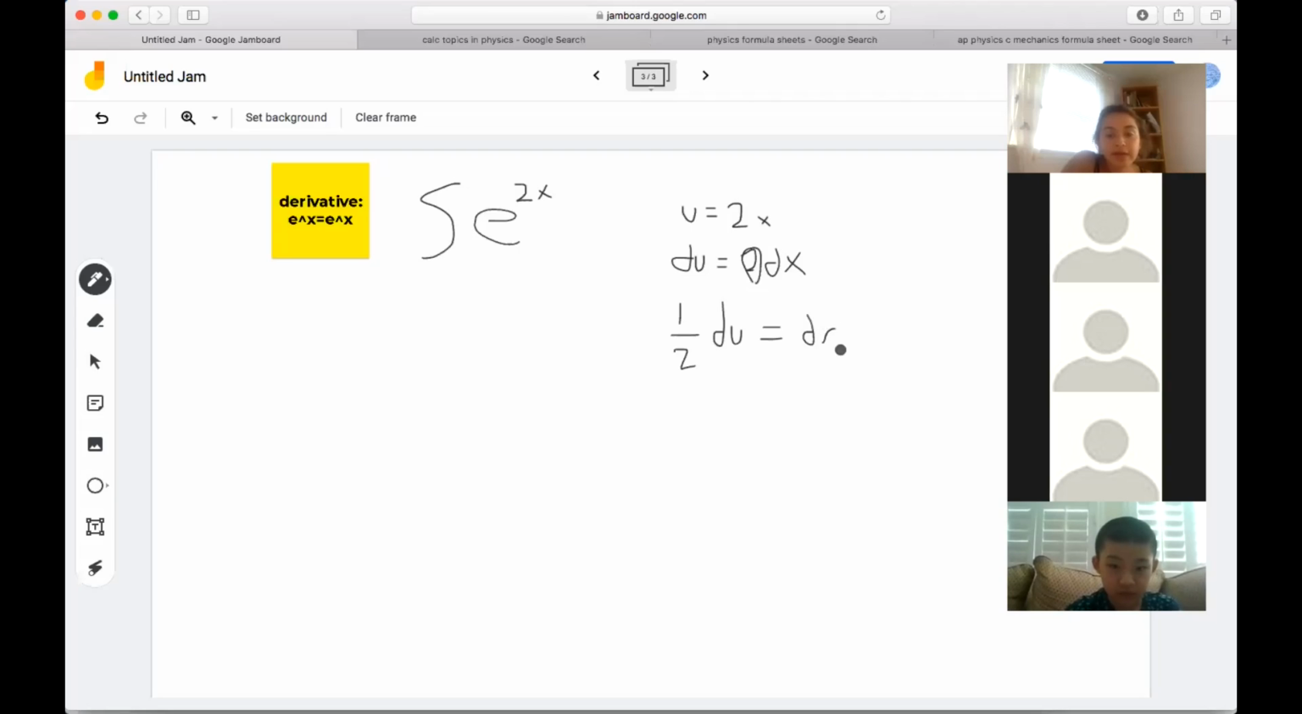So now we can rewrite it. We have the integral of 1/2 of, we can keep the e, it's kind of like a cosine or a sine where you just keep it there, e to the u, which is 2x, e to the u, du. So now we know we can take out the 1/2.